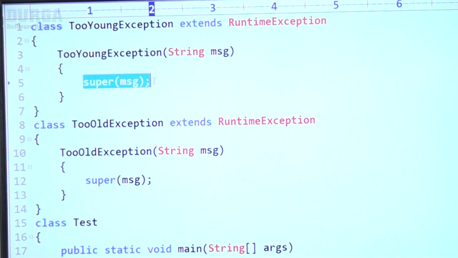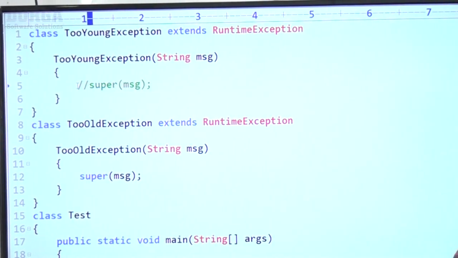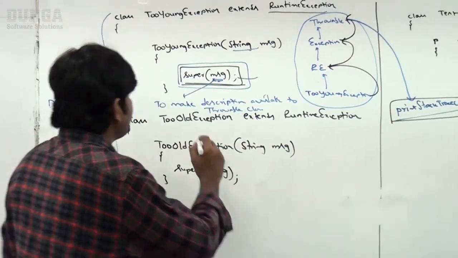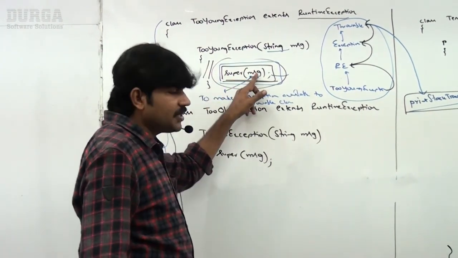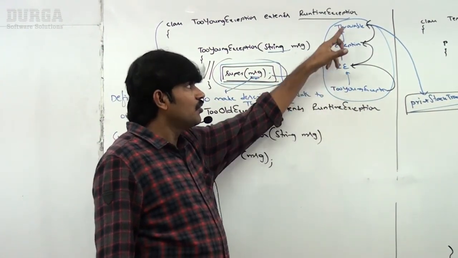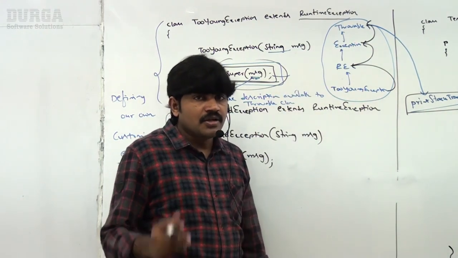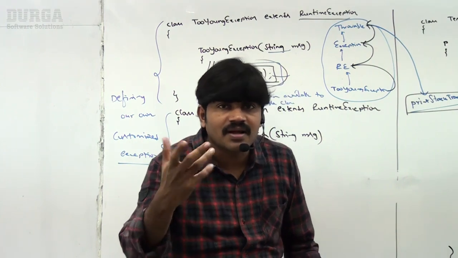Because of this super, right? Suppose I comment this line, the super call. If I comment this line, now the description is not available to Throwable, and not available to the default exception handler. Now the default exception handler can print the exception but not the description.